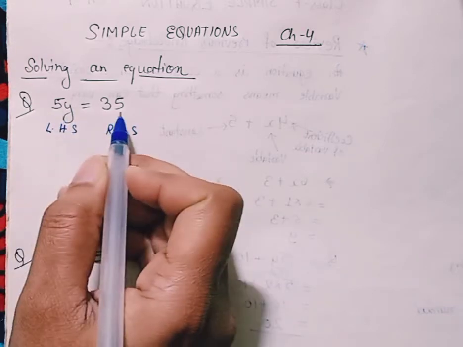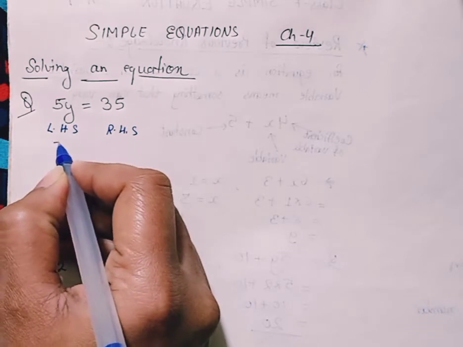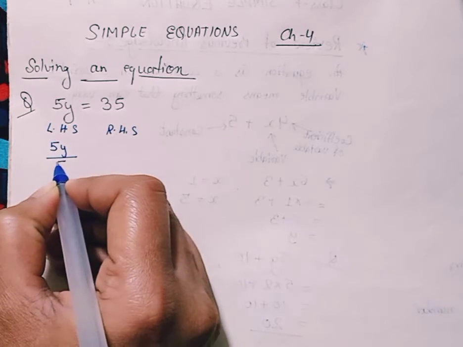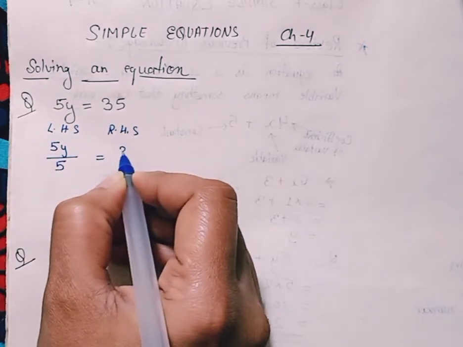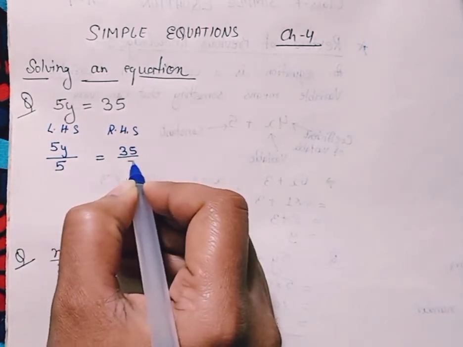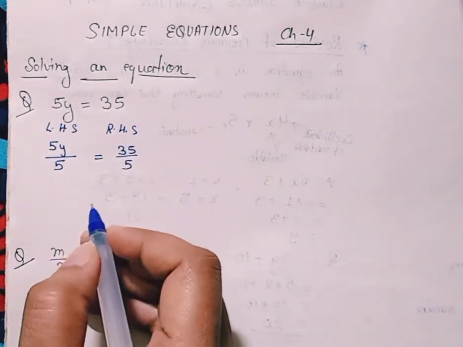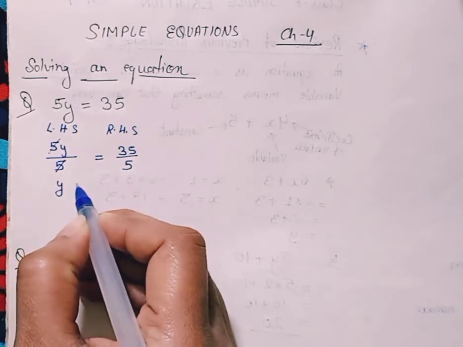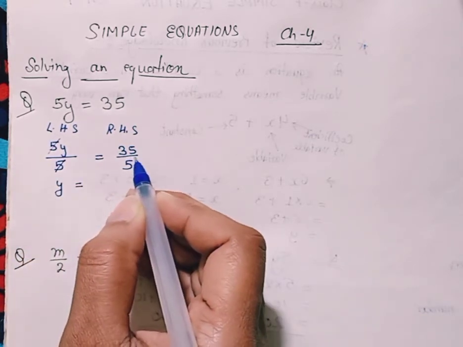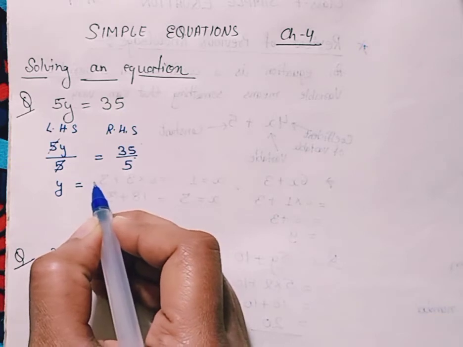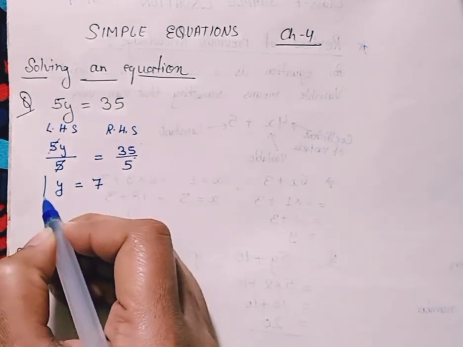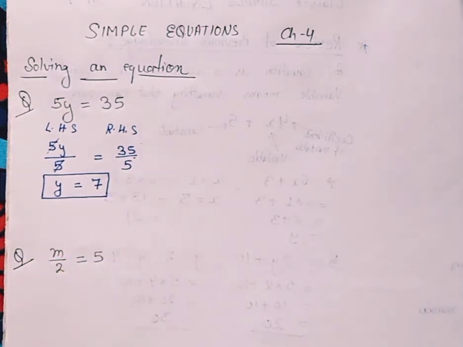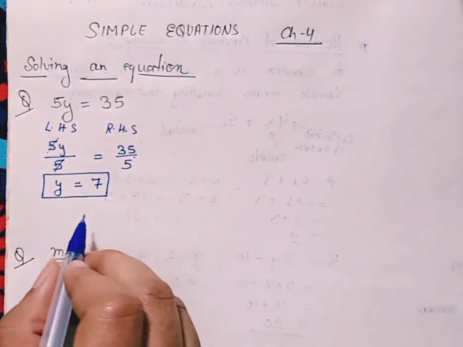So for solving this equation, what will I do? I'm going to divide both sides by 5, on LHS and also on RHS. So this 5 and 5 will cancel out. We have only y, which is equal to 35 divided by 5, which gives us 7. And here we have the answer for our given variable. So that is the method to find it.